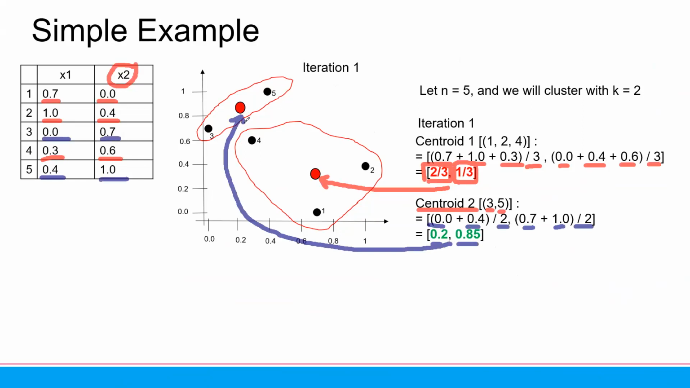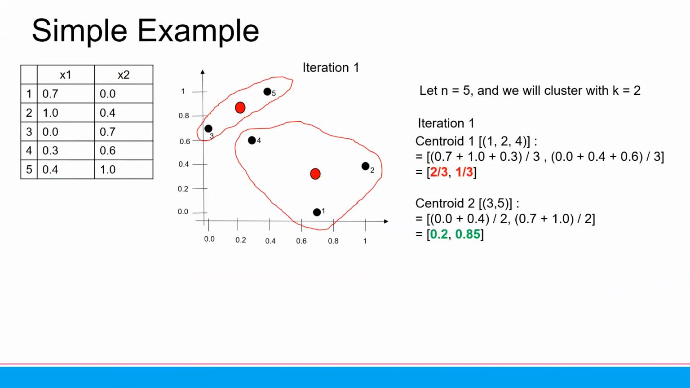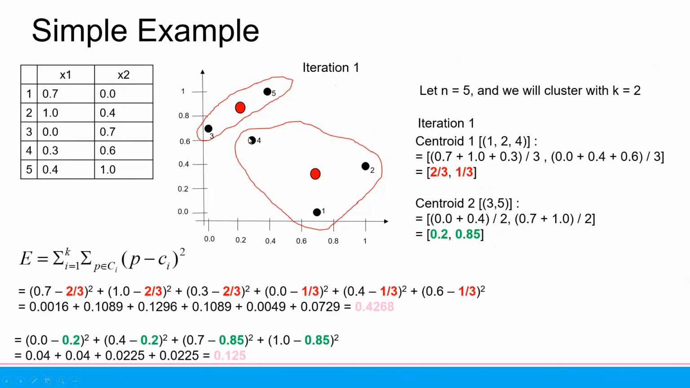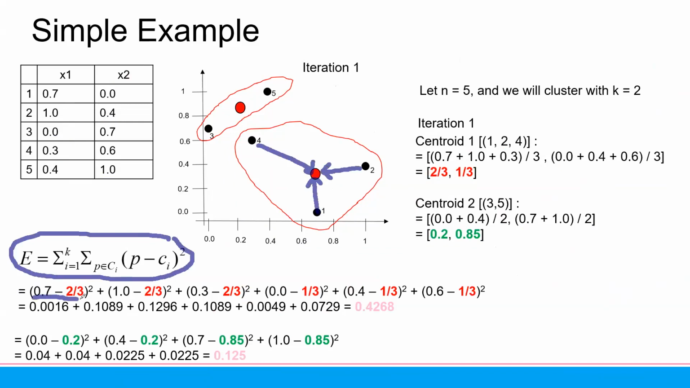After we have the center point, what we need to do is measure the distance. We need to find the error. This error means I want to check the distance from every object to the centroid in its respective cluster. So I can have 0.7 minus 2/3, where 2/3 is the center.